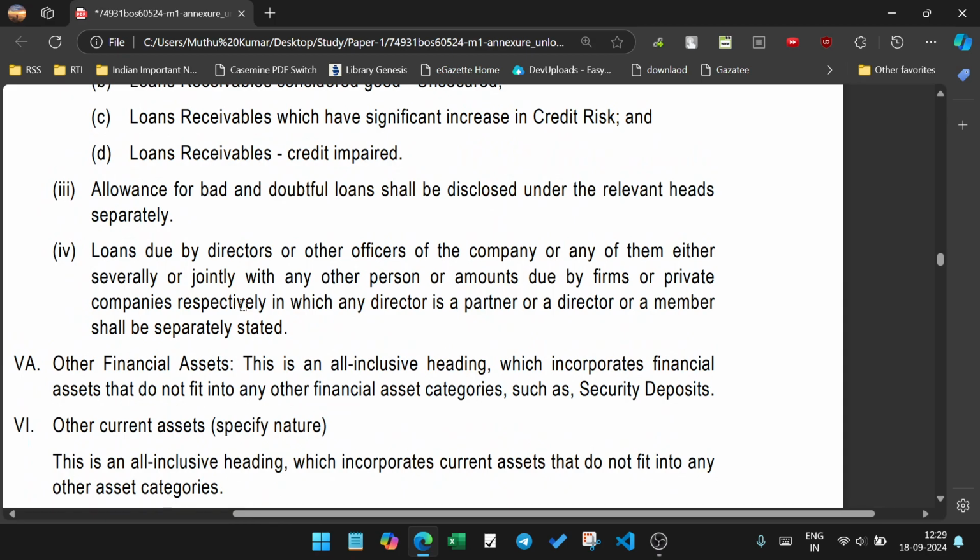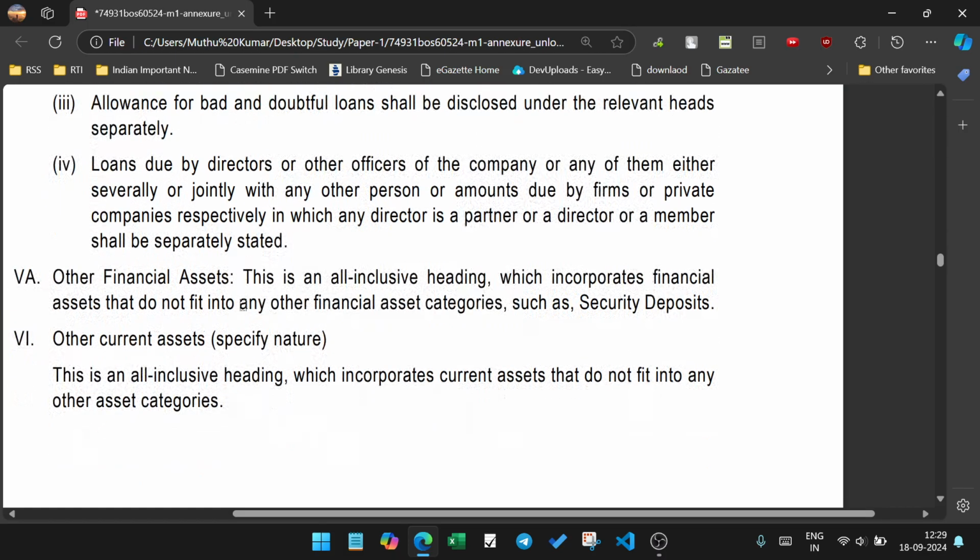Loans due by directors or other officers of the company or any of them, either severally or jointly with any other persons, or amounts due by firms or private companies respectively in which any director is a partner or a director or a member, shall be disclosed separately.